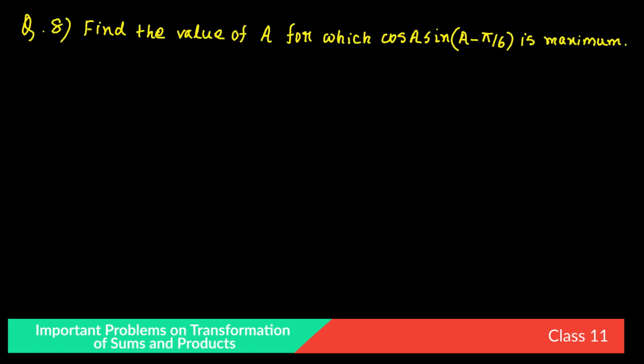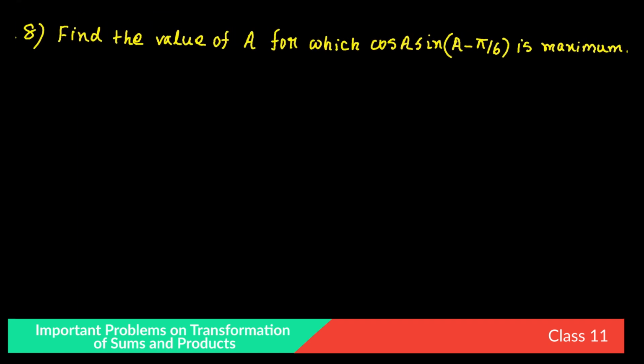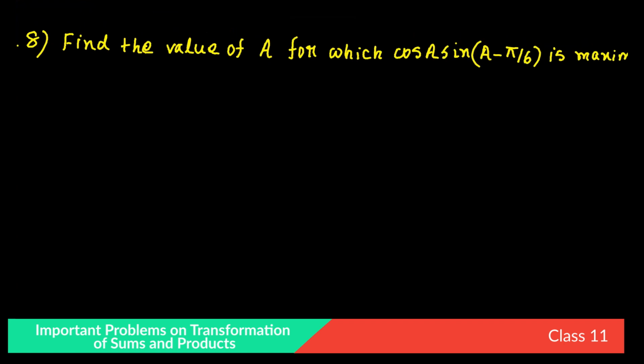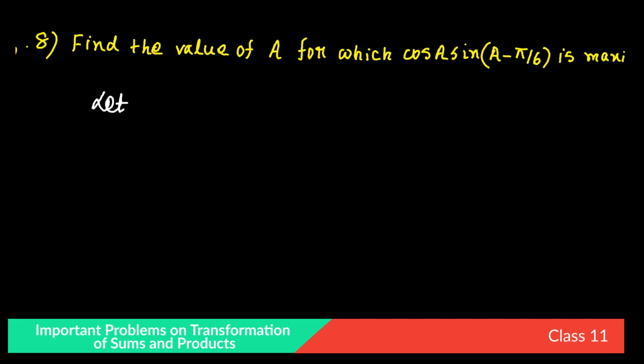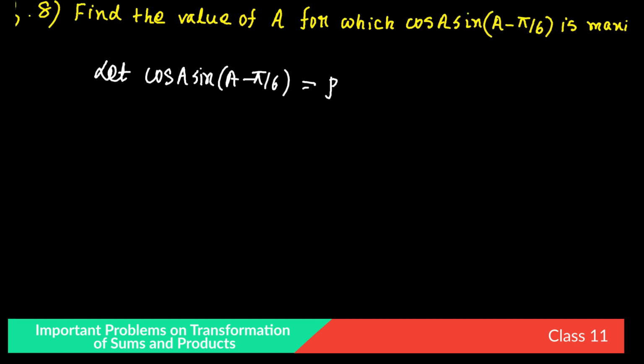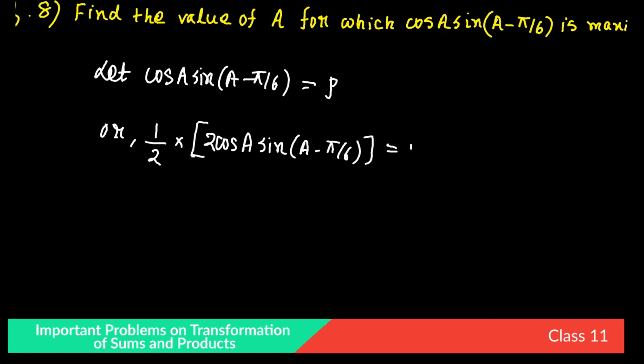It is: find the value of A for which cos A into sine of (A minus pi by 6) is maximum. Okay, now for this sum we will take the given expression, that is, let cos A into sine of (A minus pi by 6) equal P. Now what will we do? We will multiply and divide the left hand side by 2. So it is half into 2 cos A sine of (A minus pi by 6) equals P.